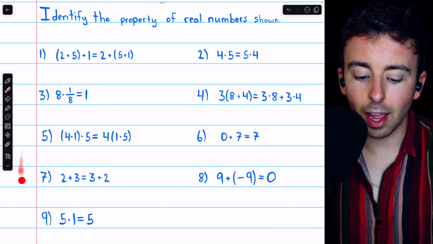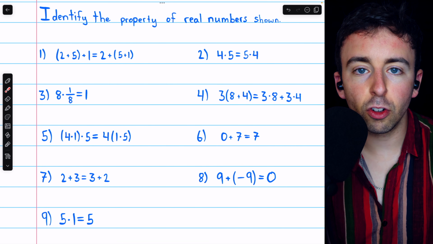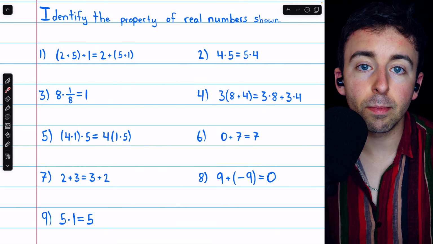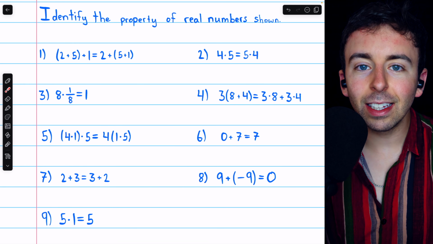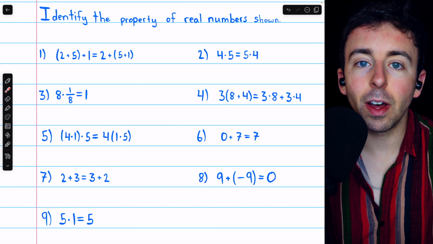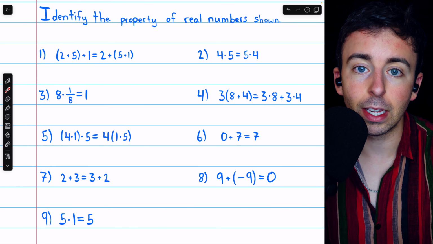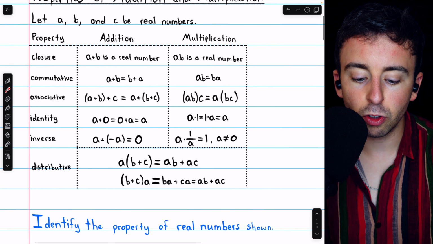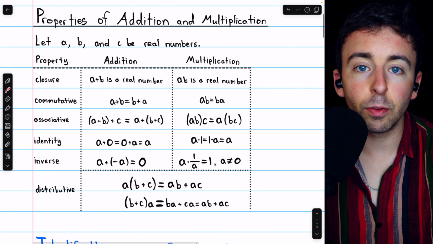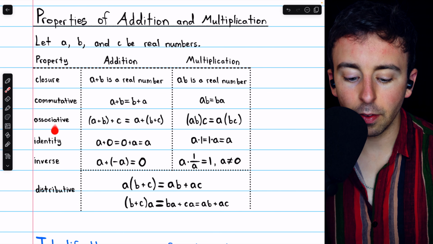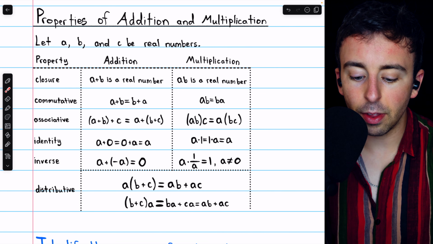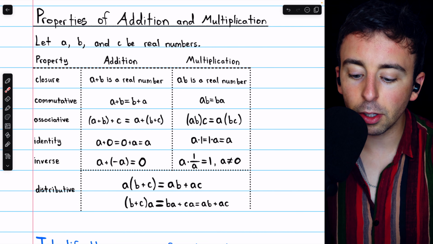Here are 9 examples of basic equations showing properties of addition and multiplication in action. Let's go through each equation and identify the property of real numbers being shown. Here's a table showing the properties we're looking for if you need to review. These are the names of the properties, and here's how they apply to addition and multiplication.